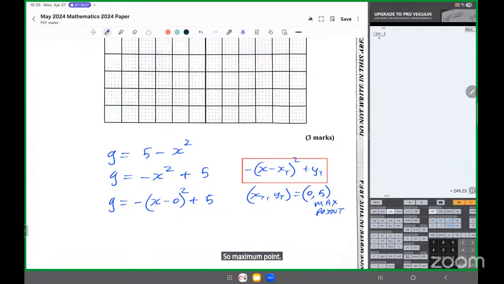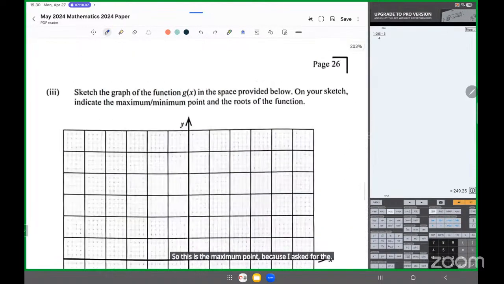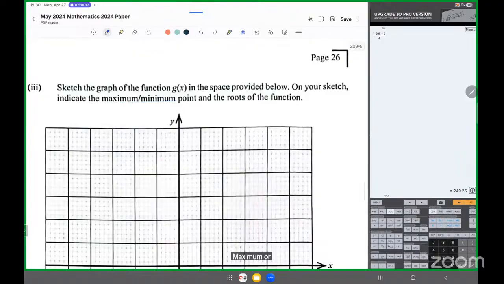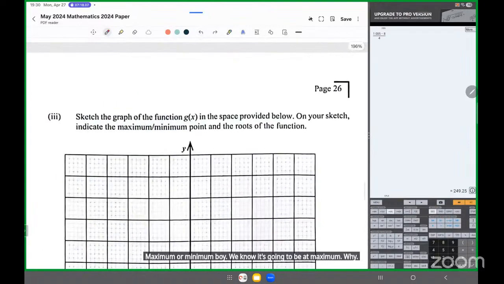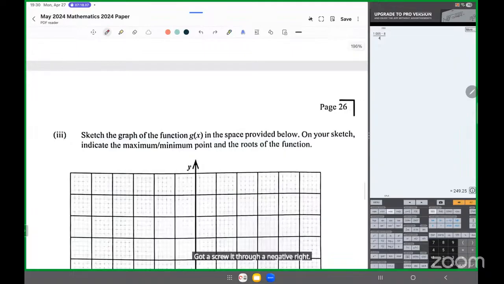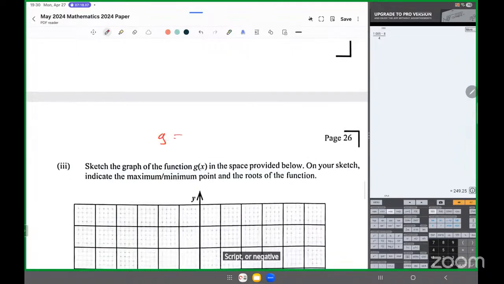And then if you want to find the roots, it is where you put this equal to 0. Remember, the roots are the points where the y value is 0. So this is the maximum point. The question asks for the maximum or minimum point. We know it's going to be a maximum. Why is that a maximum? Because the square term is negative. Remember, it is g equals 5 minus x squared. The square term is negative, so it's going to have a maximum. We know it doesn't have a minimum.